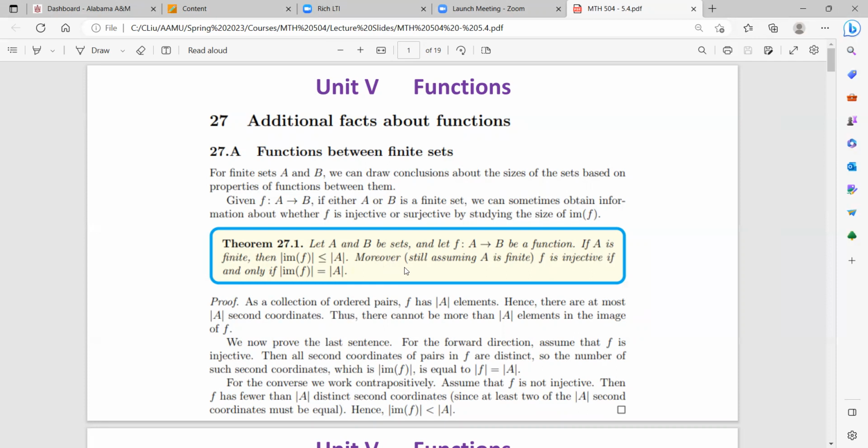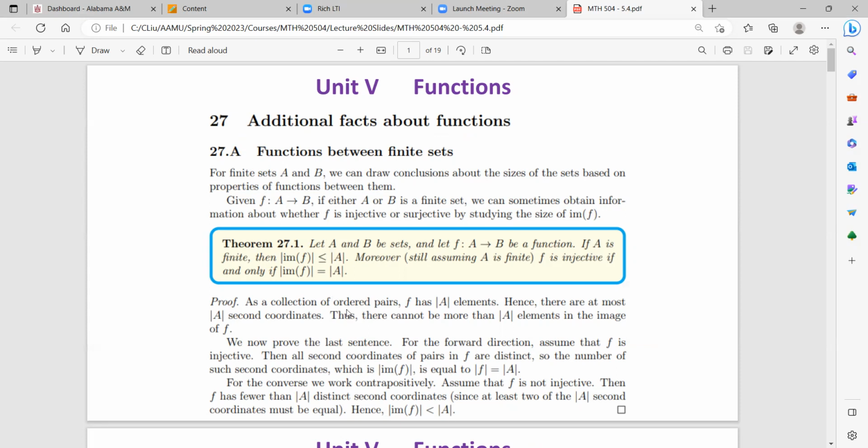Moreover, again A is finite, f is injective if and only if the image of f has the same size as A. Okay, so this proof is pretty straightforward. The first part: if A is finite, then the size of the image of the function is less than or equal to the size of the domain.